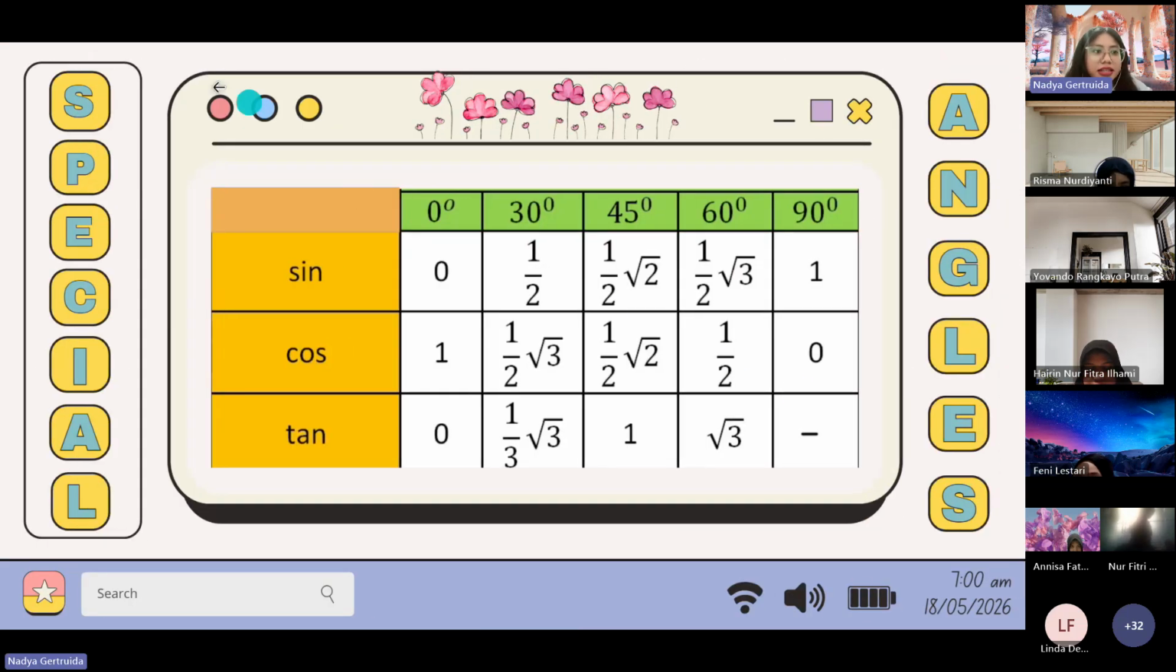And next, this is the special angles. The special angles we often see in this table. The first one is 0 degrees, and then 30 degrees, 45 degrees, 60 degrees, and then 90 degrees. This is for the values of sine, cosine, and tangent.